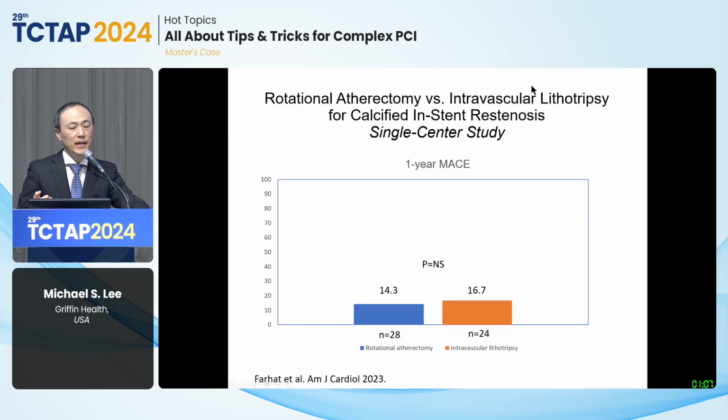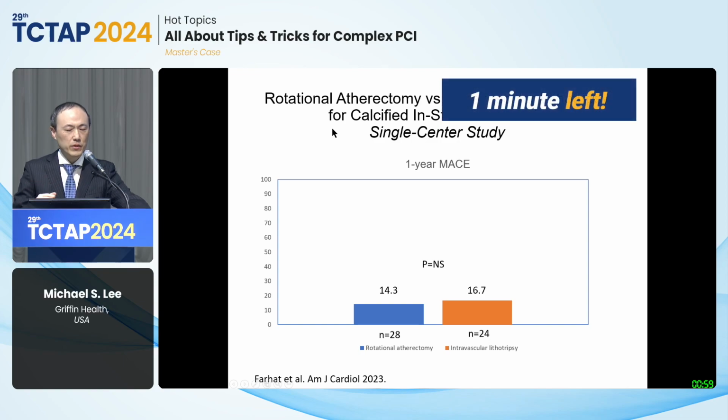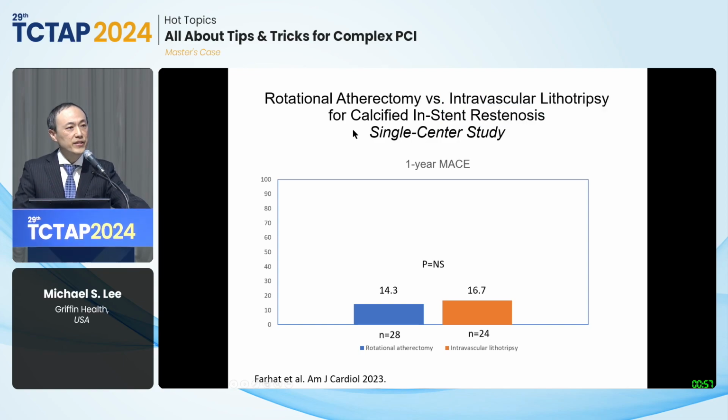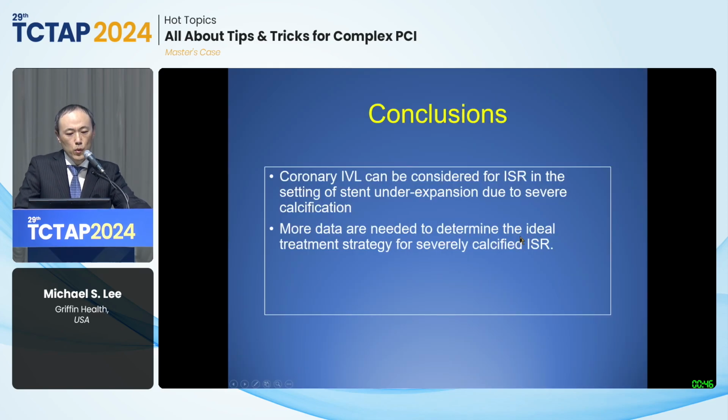What sort of data do we have to identify the ideal treatment strategy for calcified ISR? Well, this is a small study, and really in the infancy of IVL, I think we need much more data. This is a single center retrospective study of calcified ISR at 1 year MACE, no difference between rotational atherectomy and IVL. So in conclusion, coronary IVL can be considered for ISR in the setting of stent under expansion due to severe calcification, on the understanding that it is used off-label.